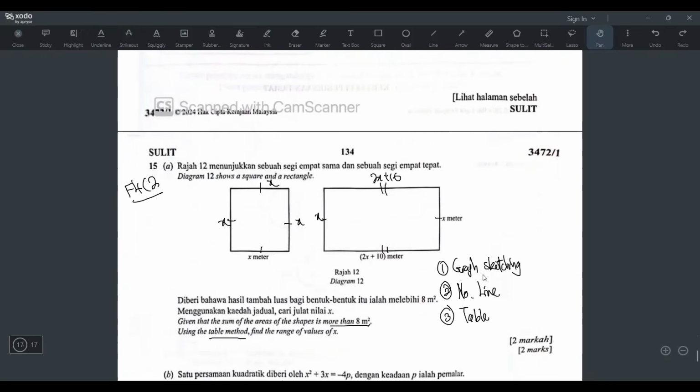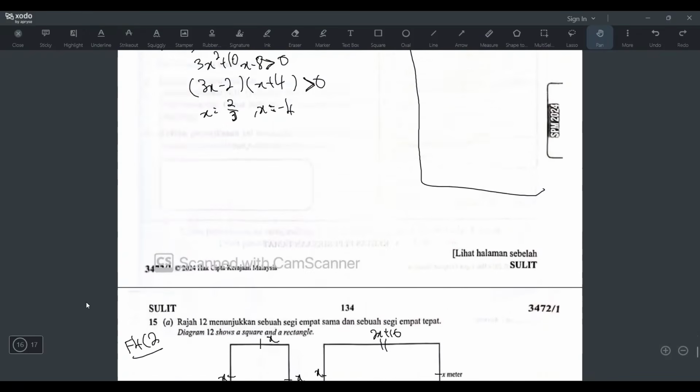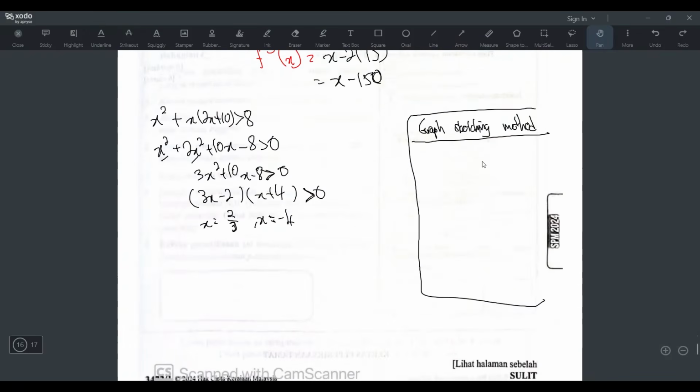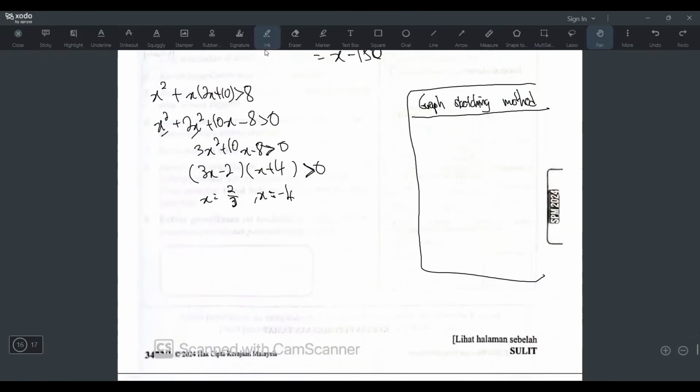Either the graph sketching method or number line or table. But of course, this question you must use the table method. But I promised you already, I said I will show you the graph sketching method also. So the graph sketching method is like this. After you reach here, you will do this graph.